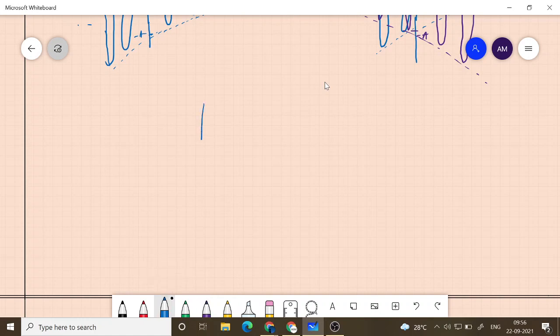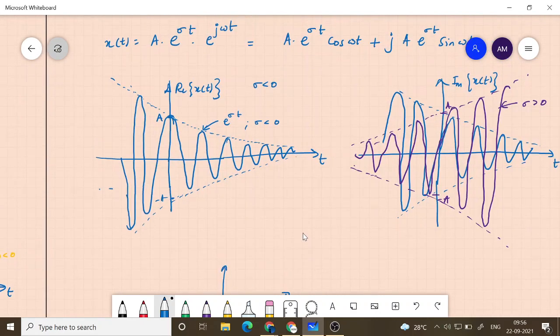Excuse me, sir. Can't we take sigma greater than 0 for cos omega t? Yes, we can take that. If I have to plot it, I just need to first of all show the envelope like this, and then yes, this is how it will look.